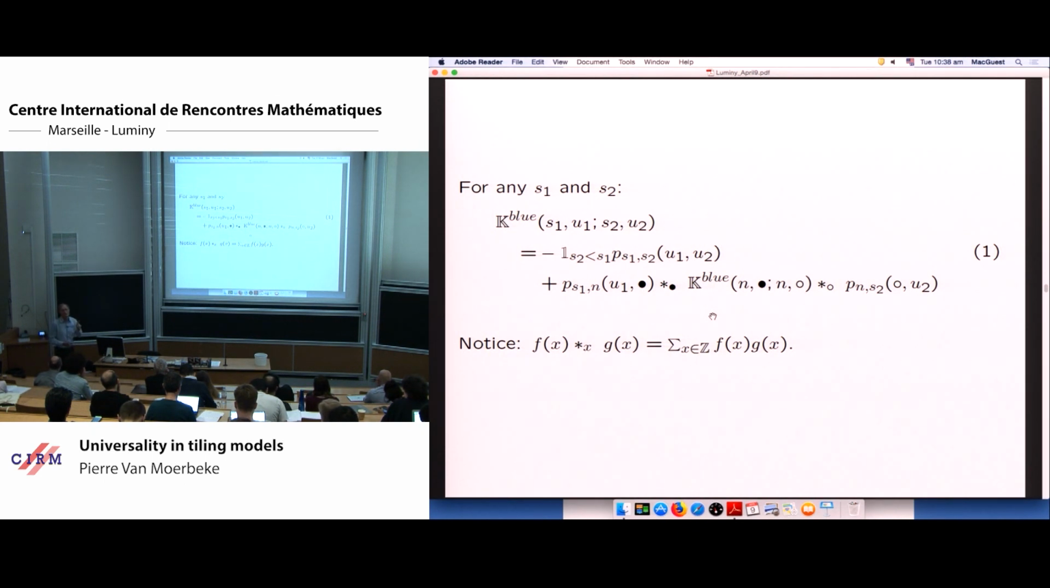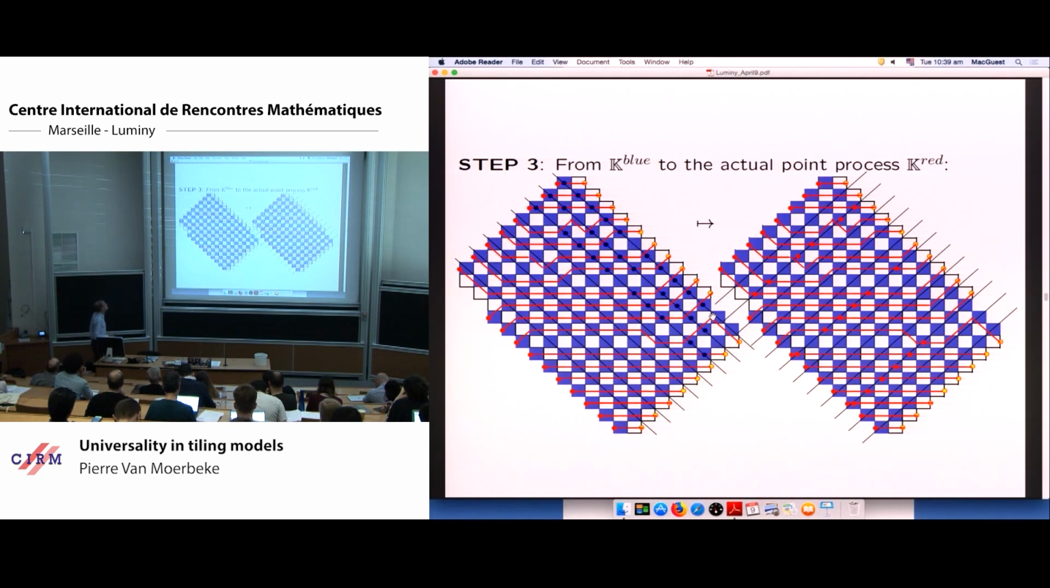I'm not done because I now have to get the red kernel. That is to say, the intersection of the level line with those directions. So there's another step, which is to go from K blue to K red. Okay, so I drew here the blue dots along those lines, and I have to go from there to there.